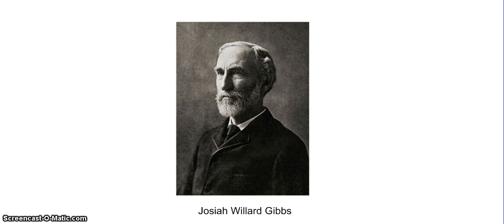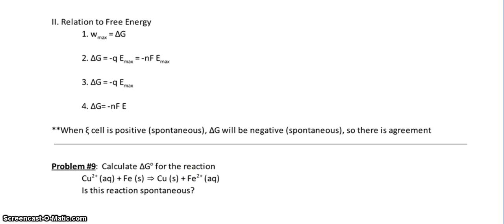So let's kind of go back to our problem now. Hang on. So you can kind of see where I'm going with this. If the w max is delta G, we can substitute our definition of work max, which is negative q times the cell potential max. And then we substitute what q is equal to, which is nF. So to put it all together, this is the equation that you really need to know and that we're going to use a lot. Gibbs free energy is equal to negative number of moles times Faraday, which is the constant, times your E potential.